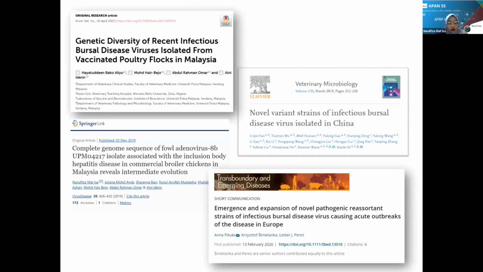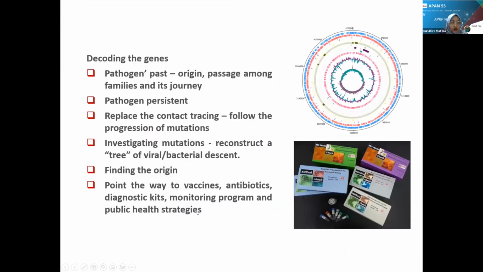And recently, Malaysian researchers investigated around 11 infectious bursal disease virus (IBDV) isolates from commercial poultry farms. And surprisingly, 2 out of 11 isolates were identified as a variant strain, which was first reported in Malaysia and is highly similar to the novel Chinese variant.